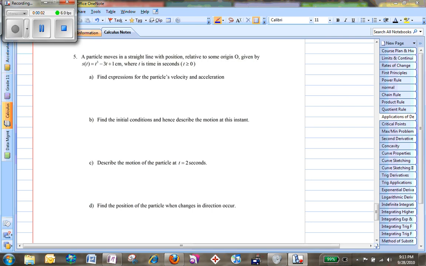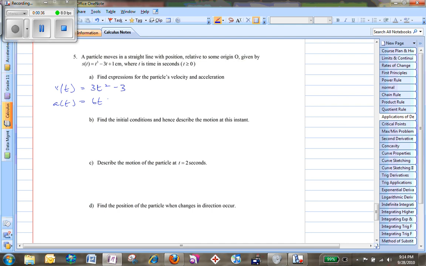Last question. Questions 5A, B, C, and D. I'd like you to try it on your own first, if you get a chance to, and then we'll work through it together. So given that this, again, displacement equation talks about the position of a particle with relation to the origin, which is O, where time is greater than or equal to 0, it says find an expression for the velocity and the acceleration. So v of t is equal to 3t squared minus 3, and a of t is equal to 6t.